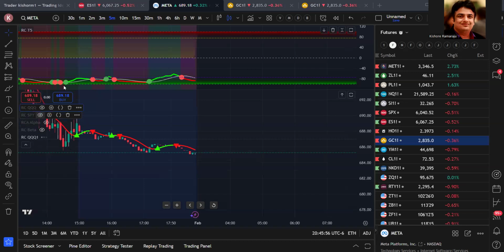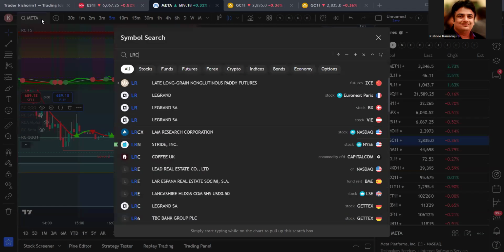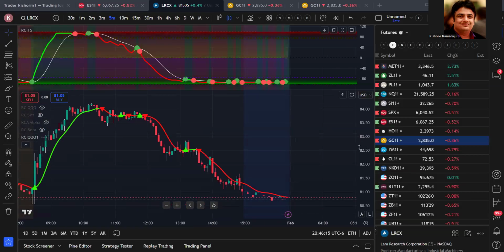Again, if you want to day trade, you will use 5 minutes. If you want to do a swing trade, you use 1 hour. Then in 1 hour, whenever they come to the discount zone, it will go up. So, for example, it is telling LRCX is very bullish and it is at a discount zone.